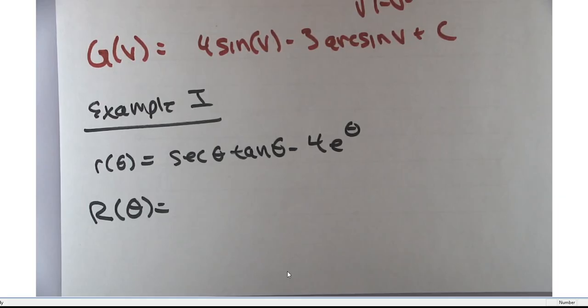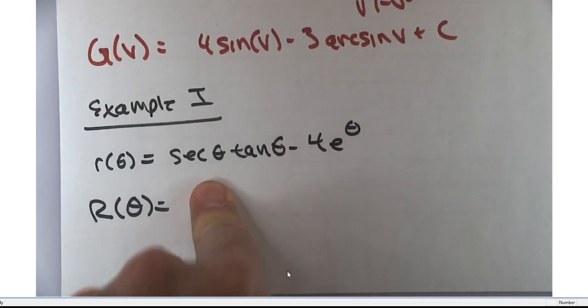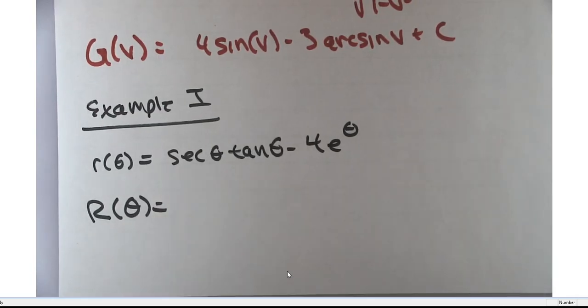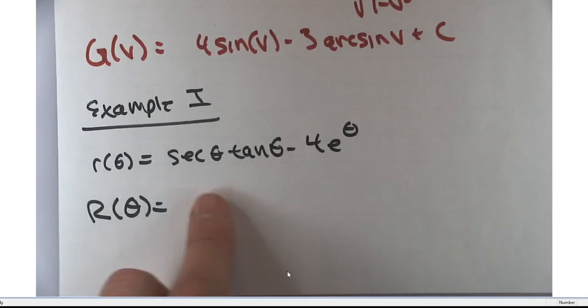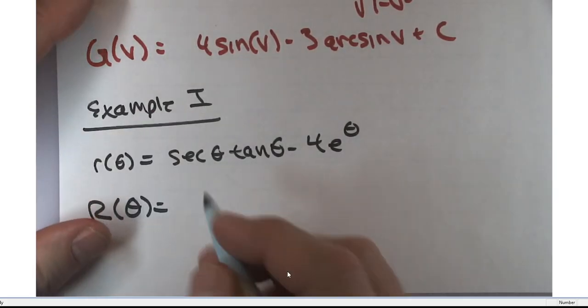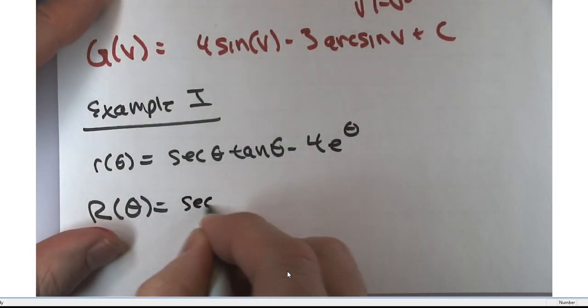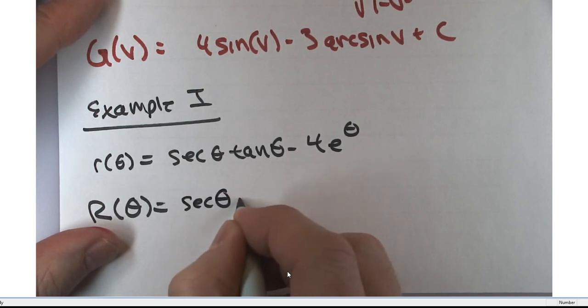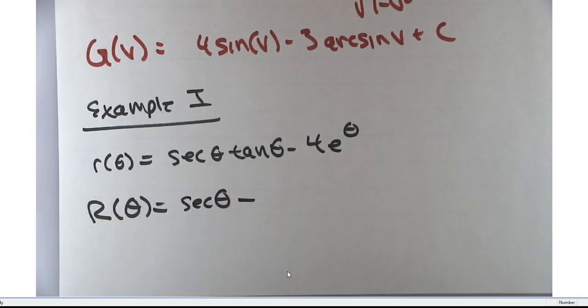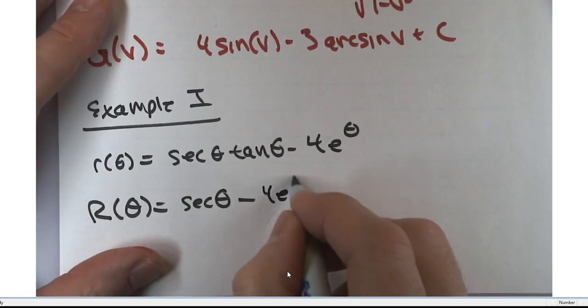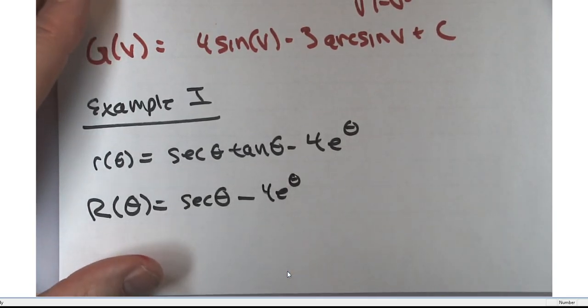Okay. So, tough one to start out with. Holly, what do I differentiate to get a secant tangent? Yeah, just the secant. So it's a secant of theta minus what? Yeah, 4e to the theta. Good. Plus c. Thank you so much for that.